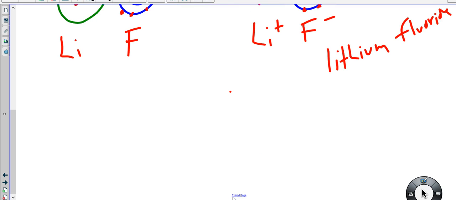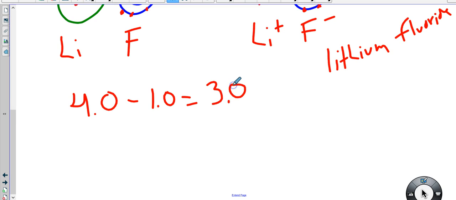Okay, so when I go to do the math, fluorine is the most electronegative element, and lithium's electronegativity is 1, and I get a difference of 3. So, of course, when they play tug of war, fluorine would be able to steal the rope. It has 4 times the electronegativity that lithium does. So the difference in electronegativity here is 3.